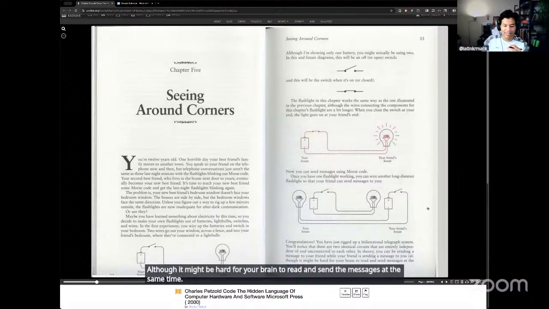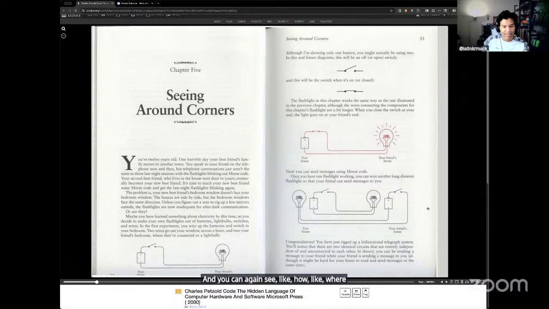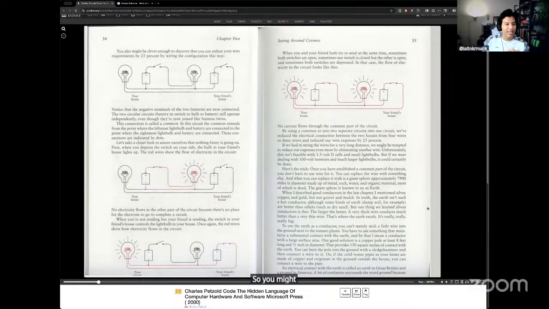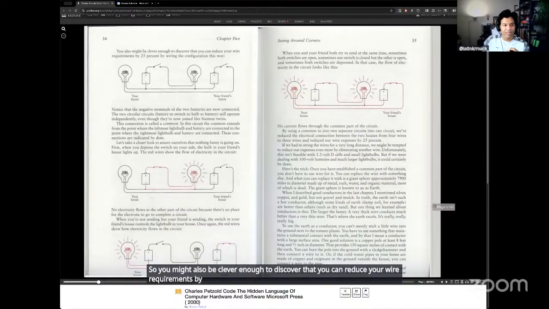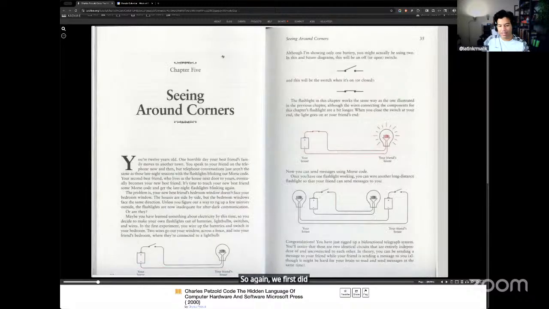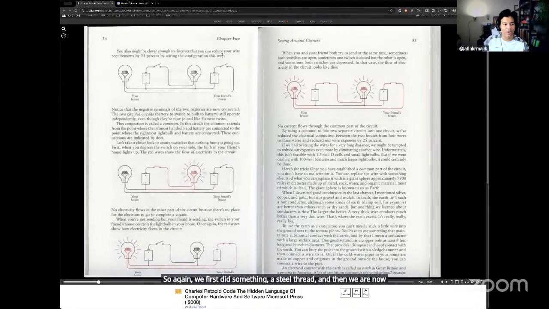And you can again see where it is going. So you might also be clever enough to discover that you can reduce your wire requirements by 25% by wiring the configuration this way. So again, we first did something, a steel thread, and then we are now thinking on how to make it better.